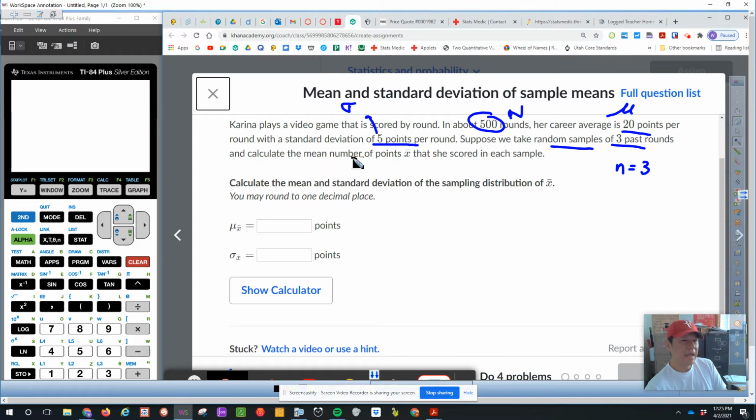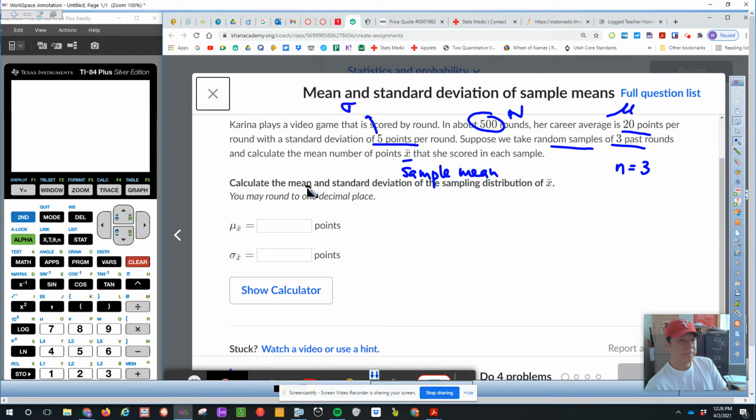Calculate the mean number of points, your x bar. X bar means sample mean. You see that there's a bar on top of the x, so it's called sample mean, x bar. Do not confuse it with the p hat. P refers to proportion, and that was a sample proportion. But we're not dealing with sample proportion, we're dealing with means at the moment.